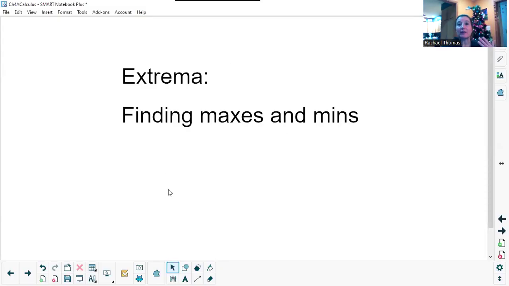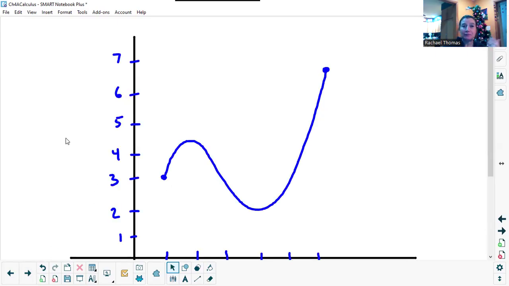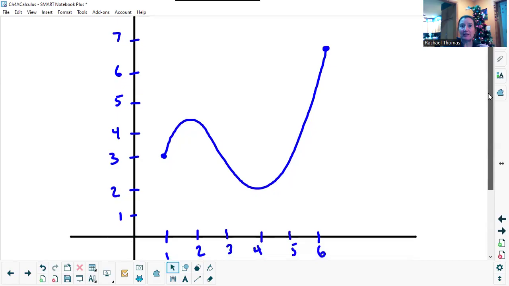Today we're going to be talking about extrema, finding the maxes and mins of a function, maxima and minima. This would be an AP calculus or like a calculus 1 kind of concept. This is one of the first and most classic applications of using the derivative of a function. So first, let's talk about extrema. Let's talk about maxes and mins.